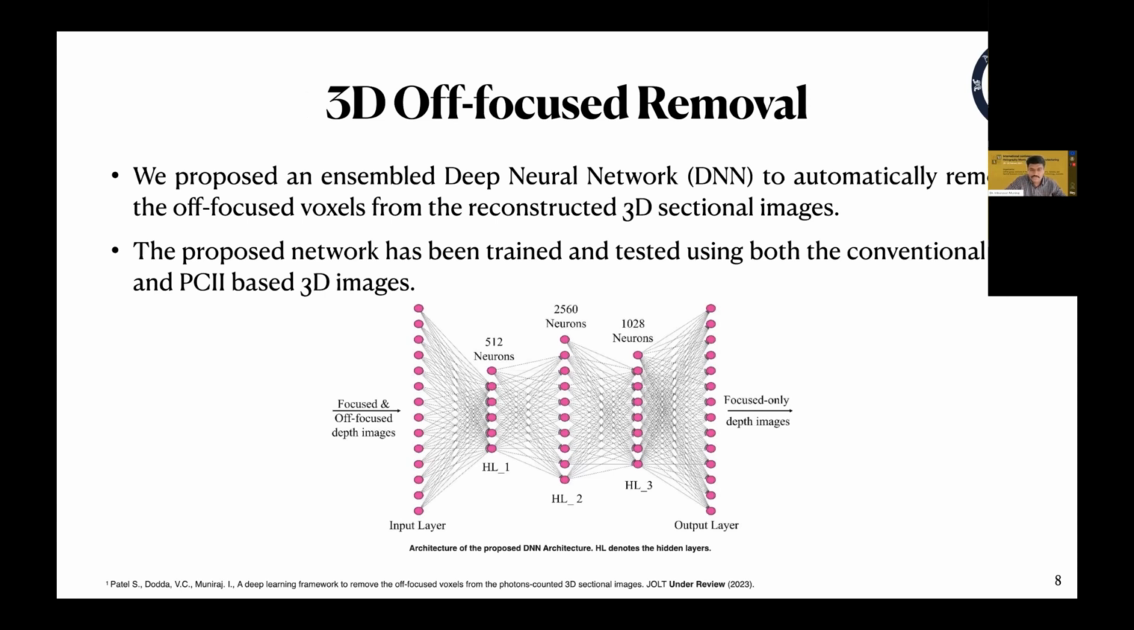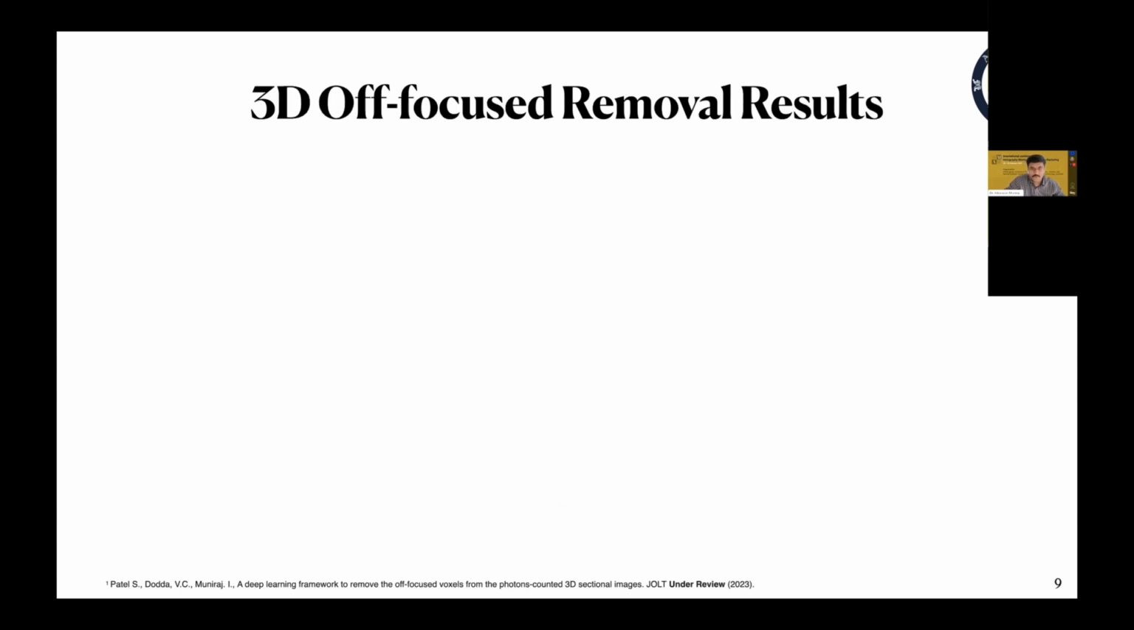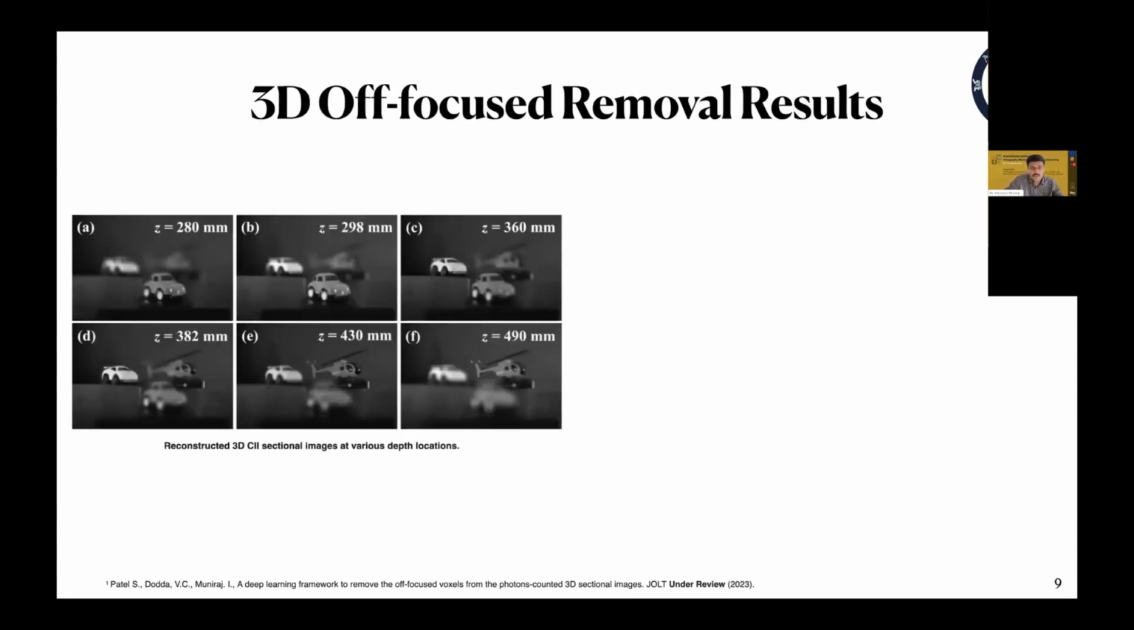So this is the proposed deep learning architecture, which is one of the simplest architectures that we can ever use, which we call a DNN, Deep Neural Network, one of the earliest deep learning networks, right? It is connected with multiple layers. As I mentioned before, it resembles the human brain. As you can see, every single neuron is connected to each other. Therefore, it mimics the human brain. With the help of this particular network, we were able to remove the off-focus voxels.